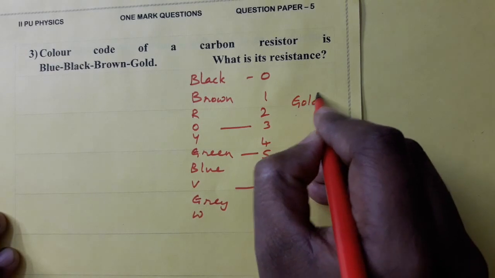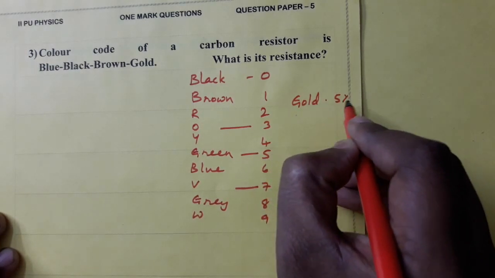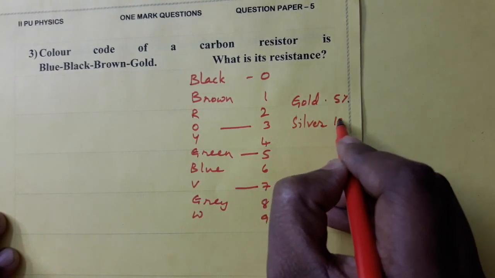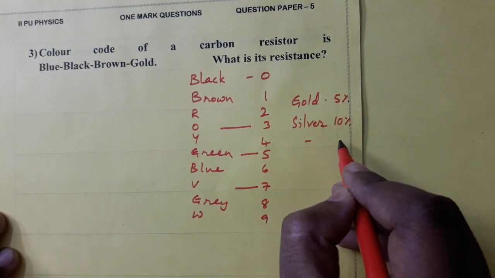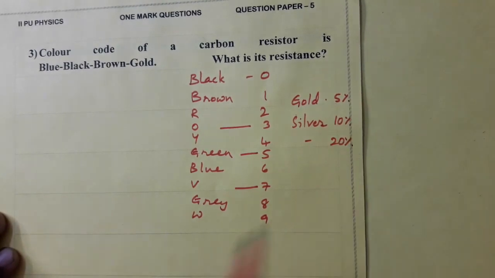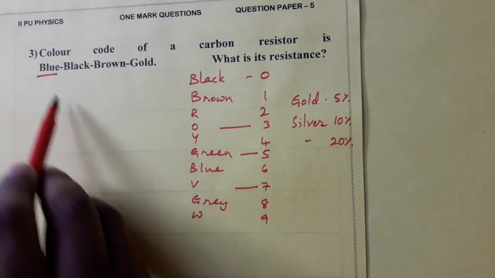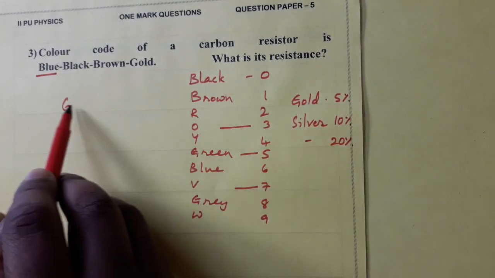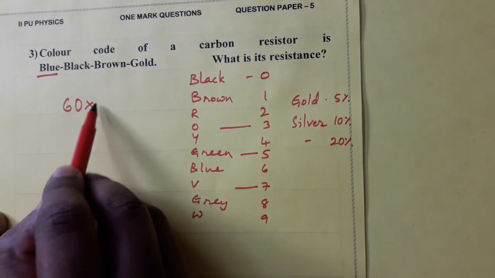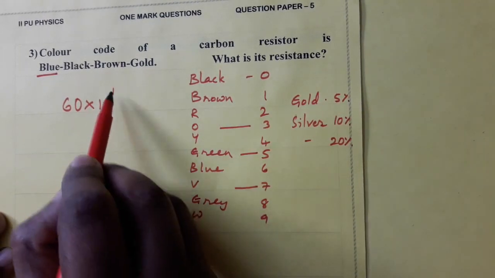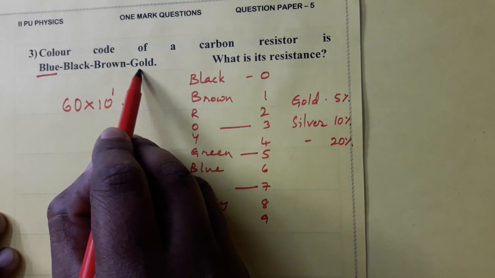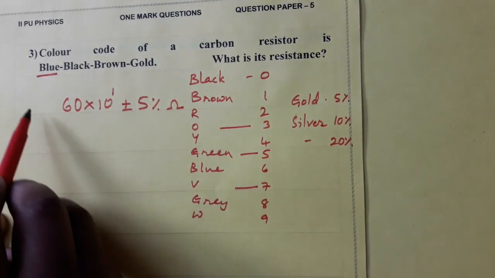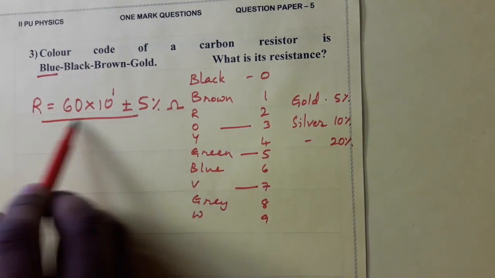Gold tolerance 5%, plus or minus 5%. Silver 10%. No fourth band, 20% tolerance. Okay. Now blue is 6, black 0, brown is 10 power 1, plus or minus, gold fourth band, therefore 5%. So this is the value of the resistor.